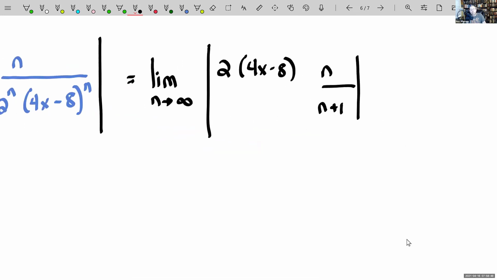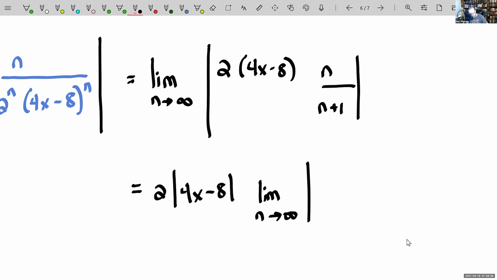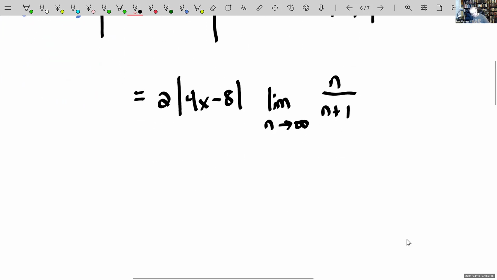I can pull out everything that doesn't rely on n, all factors that don't rely on n. So I get this 2, because that's already positive, times the absolute value of 4x minus 8, times the limit as n goes to infinity of, well, we don't need absolute values on this, n over n plus 1. You don't need absolute values on that because n's going to infinity. Those n's are positive, so nobody cares about that. And that limit is going to be 1.